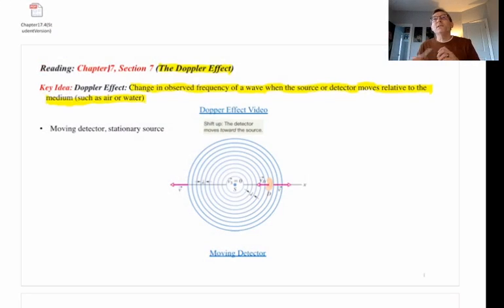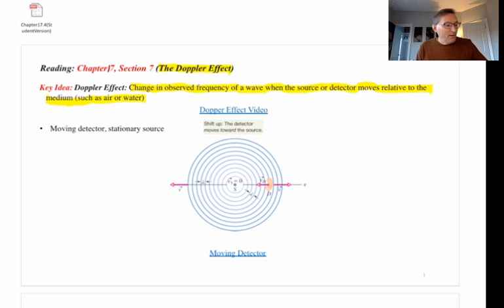So the point was that there was a clearly detectable change in frequency of the horn, or the sound from the horn, from a higher frequency to a drop to a lower frequency. Okay? That's an example of the Doppler effect at work.